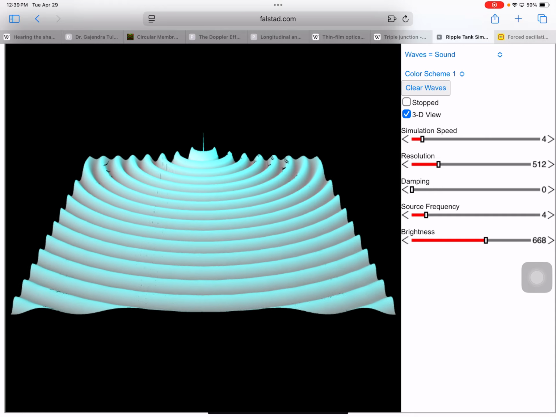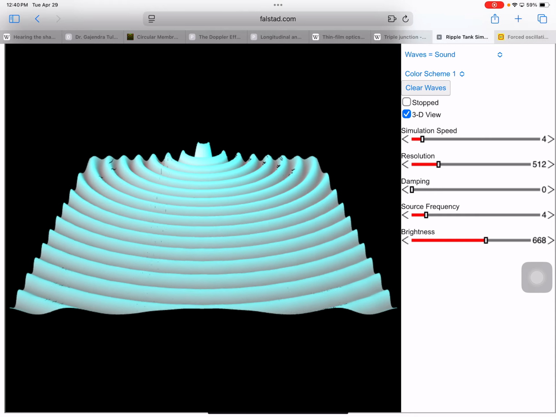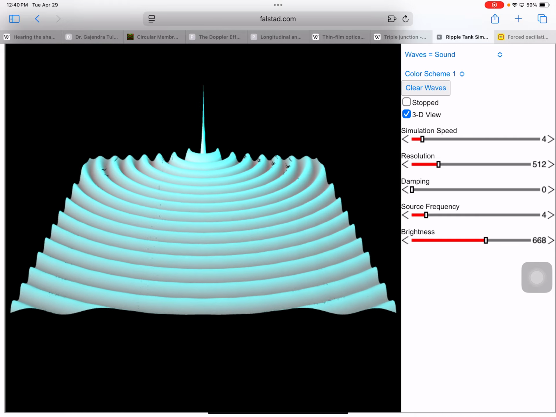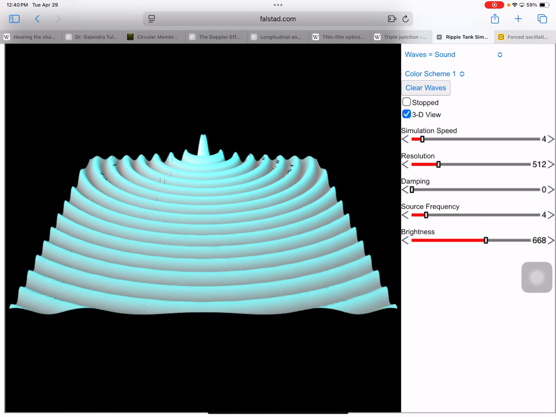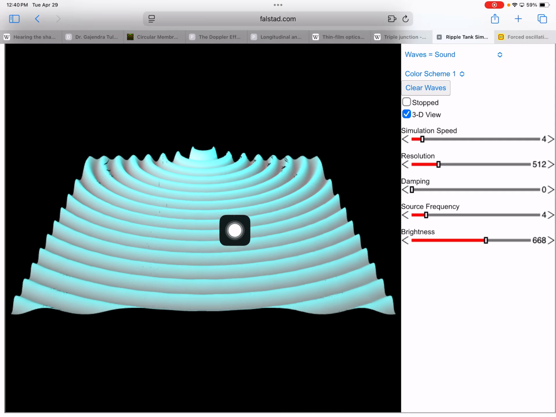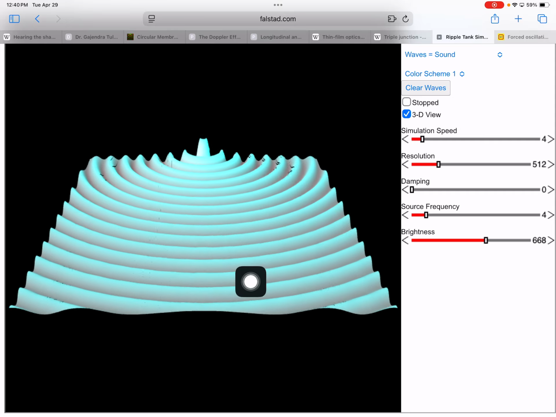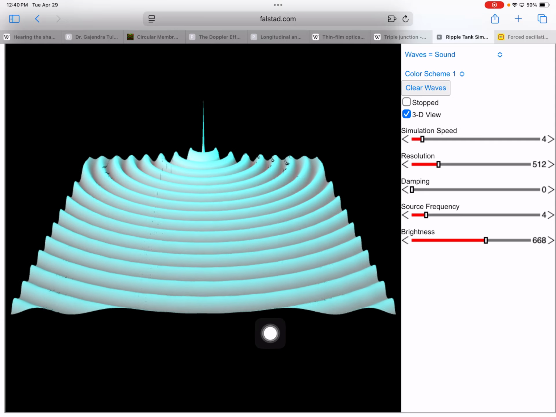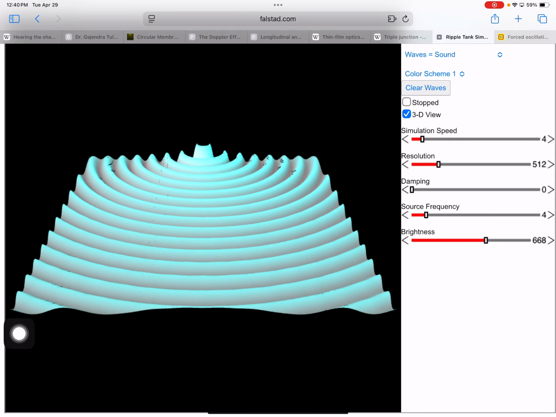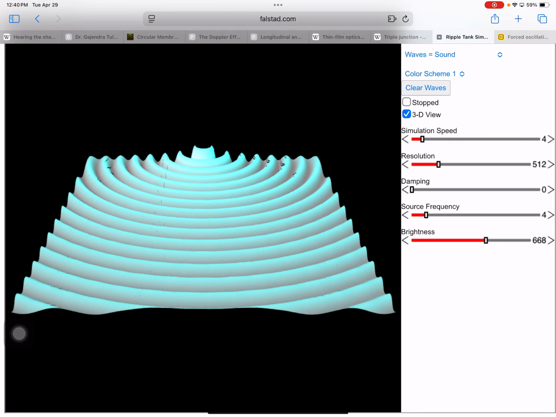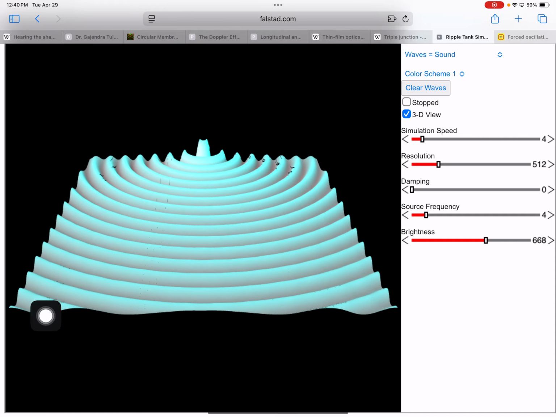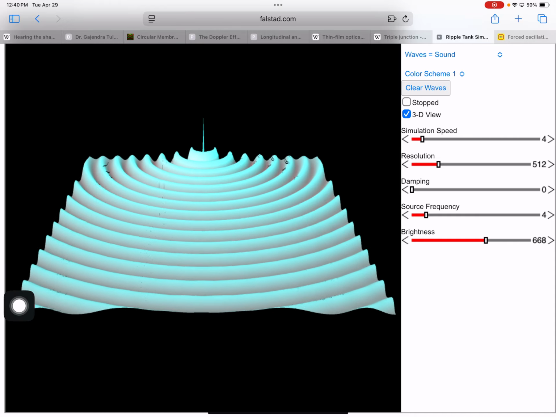Why do you think we talk about the wavefront? What do you think the wavefront is giving you? Its energy travels perpendicular to the wavefront. So wavefronts are crests created at the same time, and energy travels perpendicular to the wavefront.